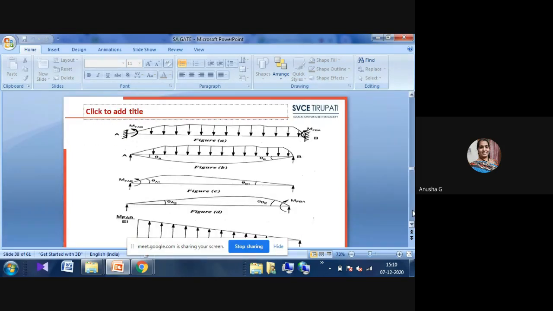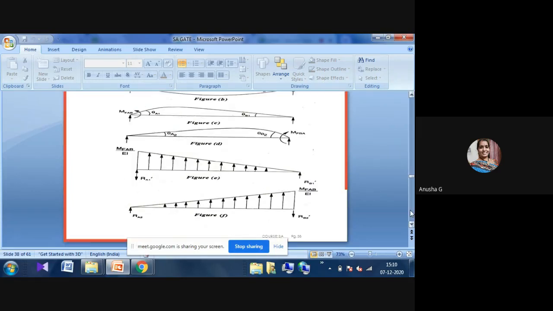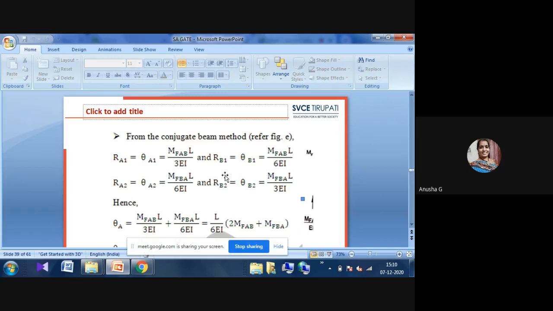Okay, this is our general slope deflection equation to find the slopes, with the fixed end moments. For a UDL, the fixed end moment MFAB is WL square by 12. That is all we have to consider here. According to our conjugate beam method, we have one more formula according to the reactions.